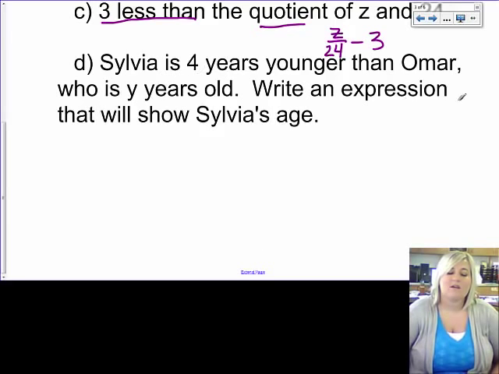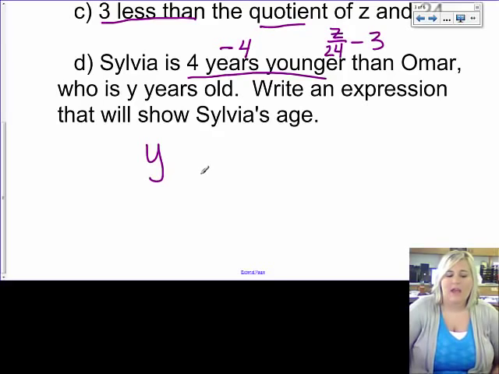Sylvia is 4 years younger than Omar, who is Y years old. Write an expression that shows Sylvia's age. Sylvia is 4 years younger than Omar. 4 years younger means that we would subtract 4 from Omar's age, who's Y years old. So we say Y minus 4, and that would give us Sylvia's age.